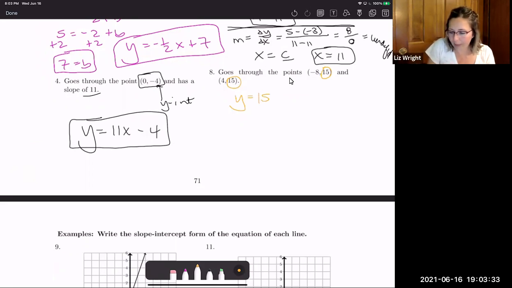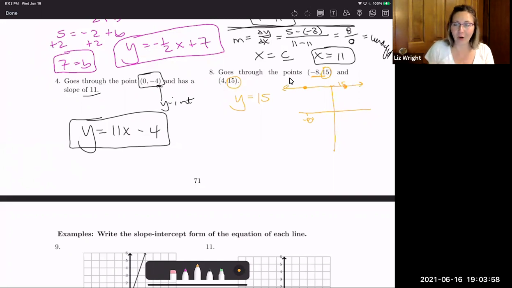If we drew a postage stamp graph again, here this would be negative 8, 15. We're just going to call this negative 8, and I know it's not at all even to scale, but that's okay. We're going to call this negative 8, 15, and we're going to call this 4, 15. If we drew a line through those 2 points, it would be a horizontal line.